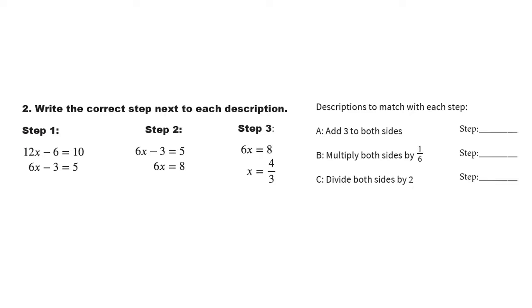So step number 1, I noticed that 12 changes to 6, 6 changes to 3, and 10 changes to 5. And I see a pattern that 6 is half of 12, and 3 is half of 6, and 5 is half of 10. So I know that to get from 12 to 6, I had to divide by 2, and that holds true for the rest of them. So if I'm dividing by 2 on step 1, I look for divide by 2. I find it over here, and this is step 1.